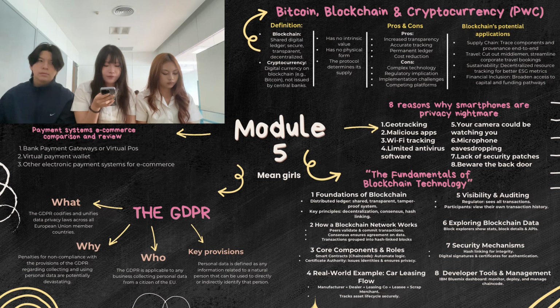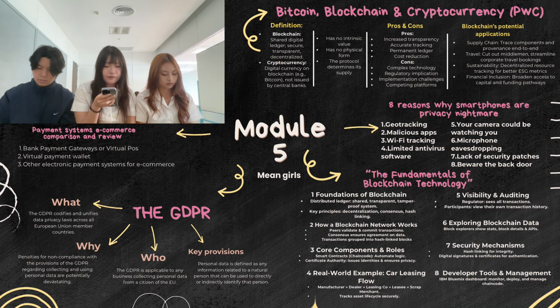Next one is microphone eavesdropping. Microphones are just as risky. Some companies use your phone's mic to listen to ambient sound, like which TV shows you're watching, and sell that data. And because voice assistants like Siri or Google Assistant are always listening, they could become a privacy loophole. The fix is to turn off voice assistants if you're not using them and review which apps can access your mic.